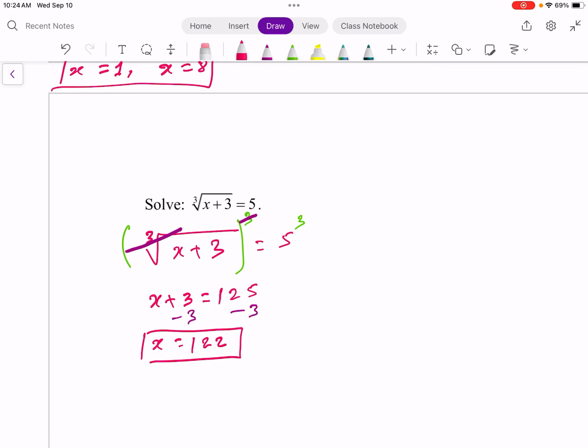Collect the radical expression on one side, the remaining expression on the other side. Then you find the index, and use that index to raise the power on both sides. After that you get rid of the radical sign and then simplify.